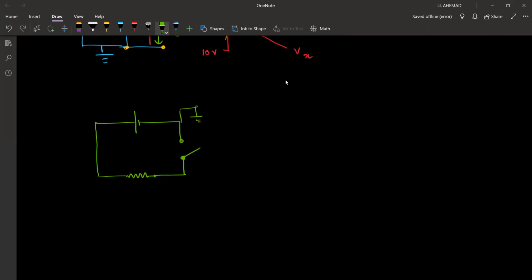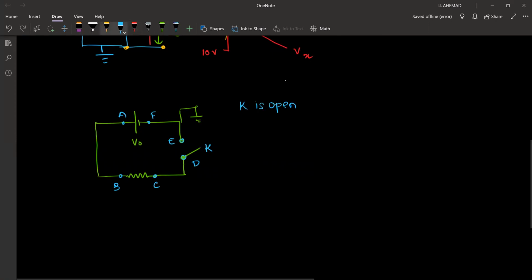So this is ground. EMF is given as V naught. A, B, C, D, E, and F. So I'll call this switch K. K is open. If K is open, then how will the graph be?